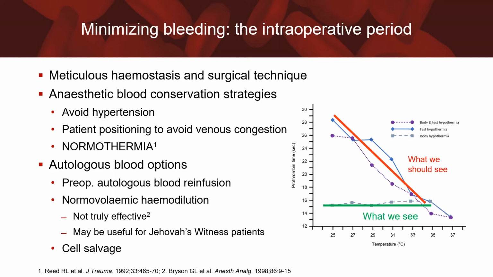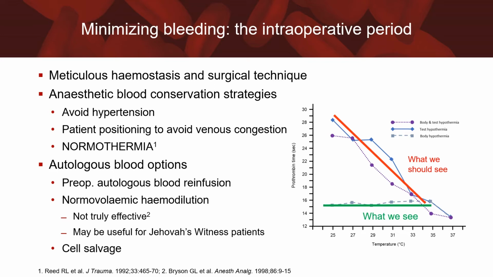We have some autologous blood options. Obviously, we want to reinfuse preoperative autologous blood if it has been harvested and if it's necessary. We can use normovolemic hemodilution, which has not been shown to be truly effective, since most studies were not blinded randomized controlled trials. Nonetheless, normovolemic hemodilution may be used for Jehovah's Witnesses who may be willing to accept the procedure.